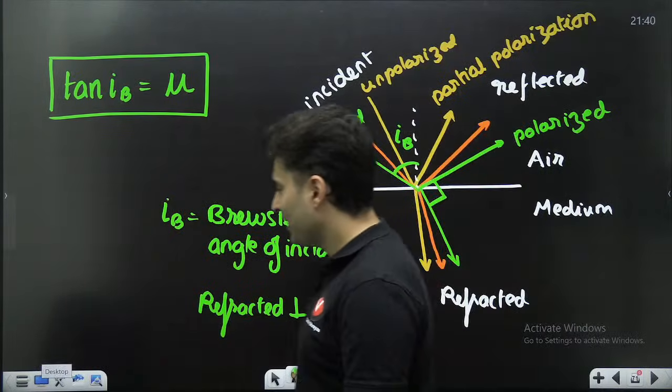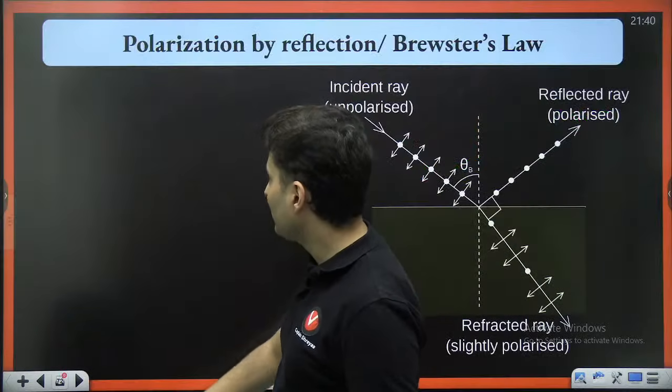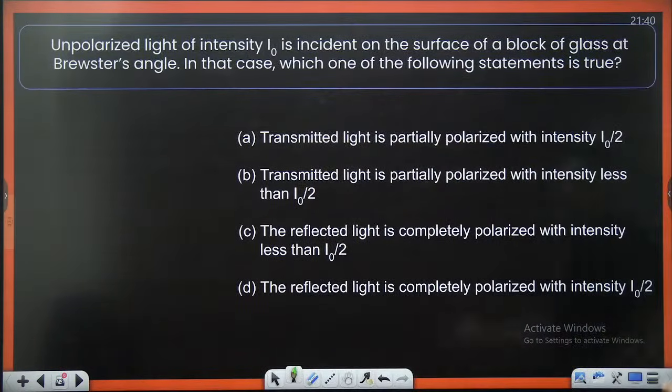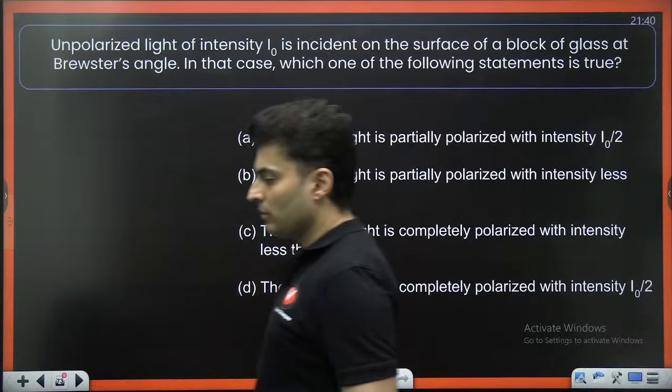So let's have a look at the final few questions coming up on your screen, my dear warriors. If unpolarized light is incident on the surface at Brewster's angle, which one of the following is true?